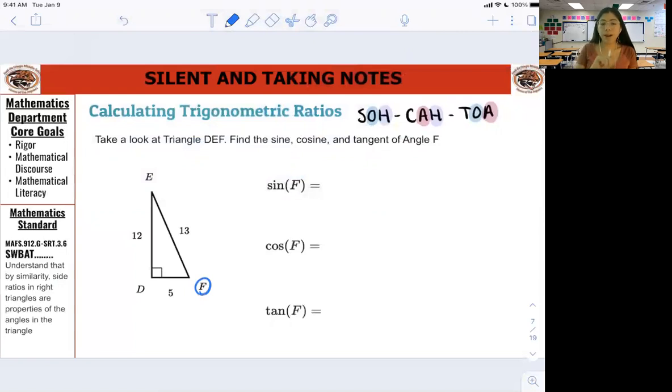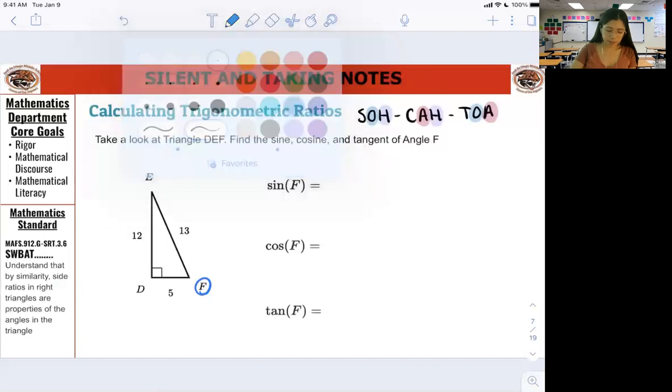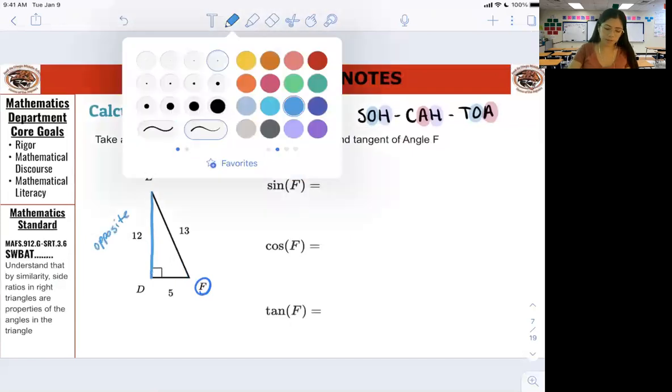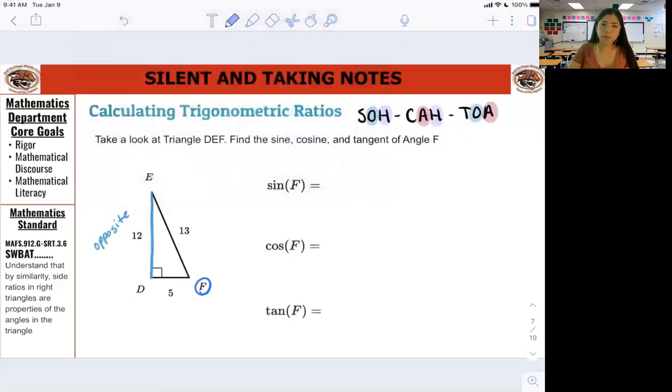Okay, so it's not 5, it's what Perla said, it's DE, it's 12. Because remember, opposite is located always across from your angle. So look across. So that's my opposite side. Okay, which one is the hypotenuse? Good, 13.